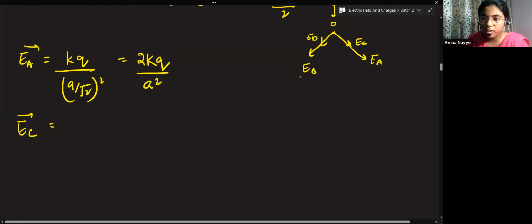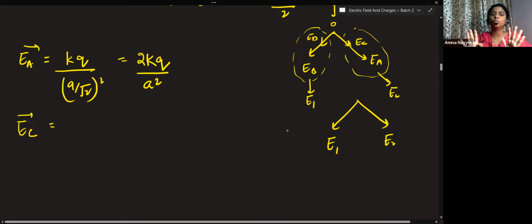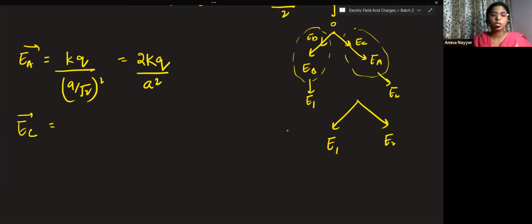I'm just telling what we are trying to do. We will solve this and get E1, the resultant of it. We will solve this and get the resultant of it, E2. So you will be having just two vectors at the end, E1 and E2, with the angle between them, which we'll see later on, and you can just solve two vectors. This is the plan of what we have to do.